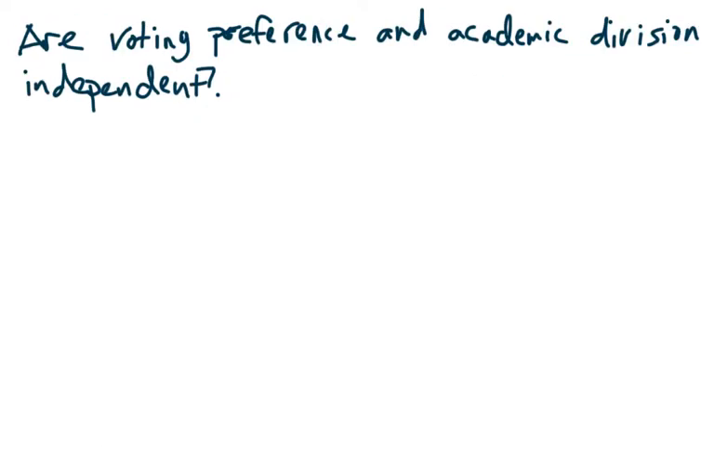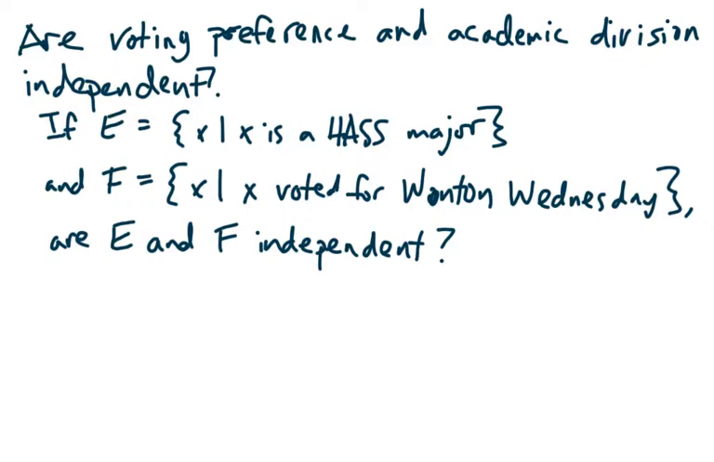Next question. Are voting preference and academic division independent? We've talked about dependent events versus independent events. And the actual variables themselves are hard to separate. And especially with a sample like this survey, it's hard to do that. We'll learn how to do that later on when we learn inferential statistics. But for right now, we can look at events, specific events for this survey.